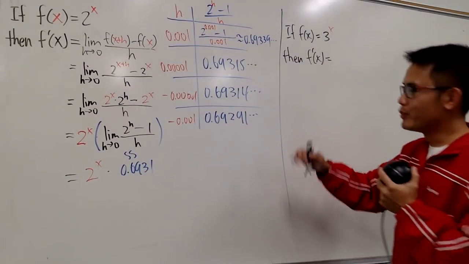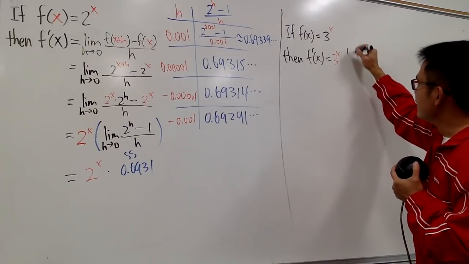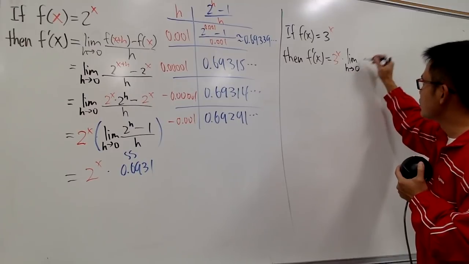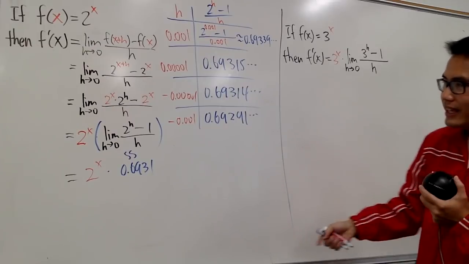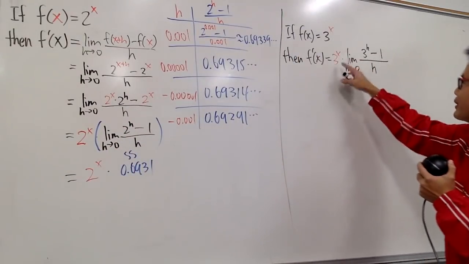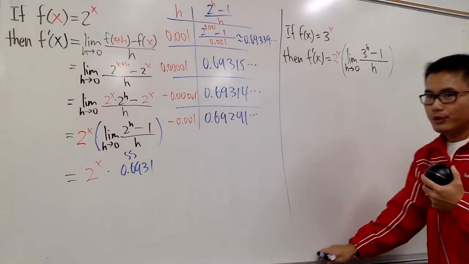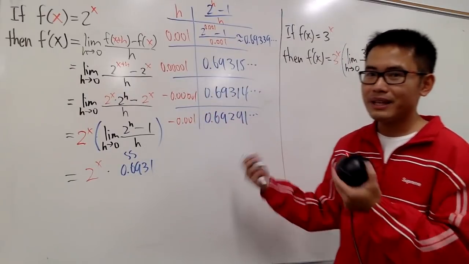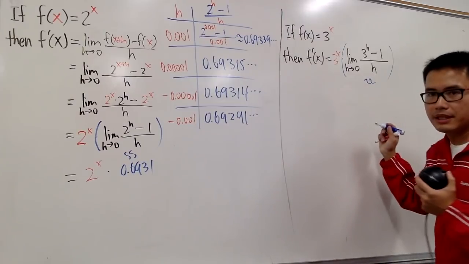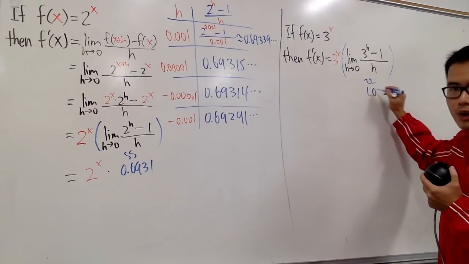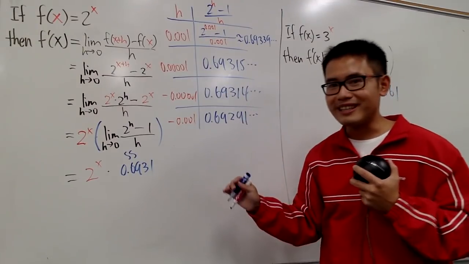And anyway, we will pretty much have 3 to the x right here times the limit as h goes to 0 of 3 to the h minus 1 over h, right? Because once again, I just changed the 2's to the 3 because of this. And for this particular limit, you can do exactly the same thing that we did right here, plug in values and use a calculator. And let me just tell you, this is going to be approximately 1.09861, right? If you just plug in some numbers like this.